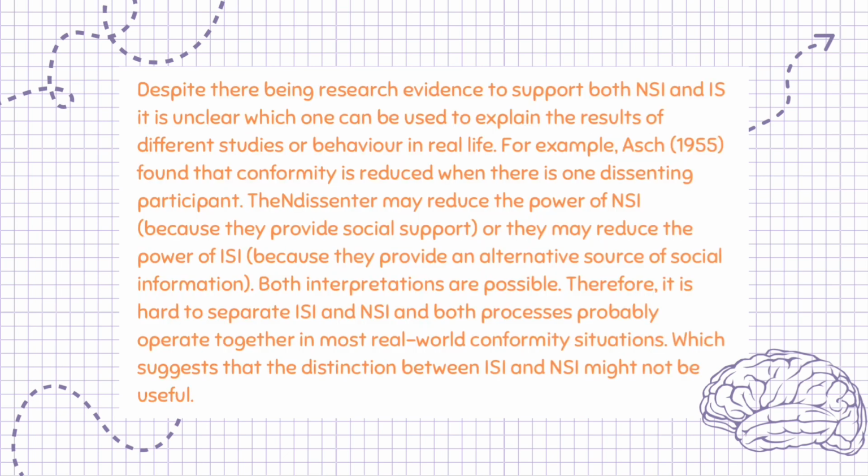Despite there being research evidence to support both NSI and ISI, it is unclear which one can be used to explain the results of different studies or behavior in real life. For example, Asch, 1955, found that conformity is reduced when there is one dissenting participant. The dissenter may reduce the power of NSI, because they provide social support, or they may reduce the power of ISI, because they provide an alternative source of social information. Both interpretations are possible. Therefore, it is hard to separate ISI and NSI, and both processes probably operate together in most real-world conformity situations, which suggests that the distinction between ISI and NSI might not be useful.